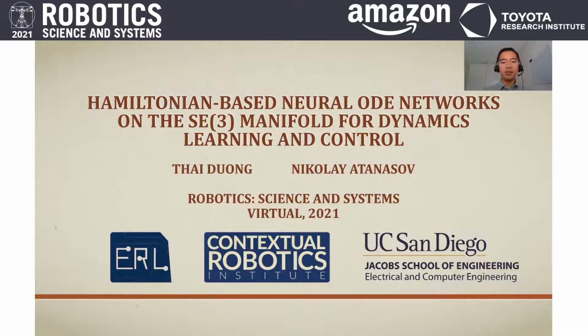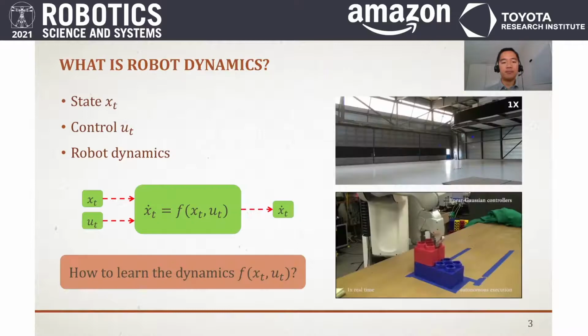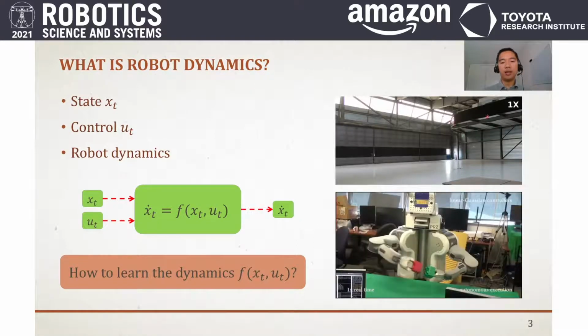I'm excited to present our work on Hamiltonian-based neural ODE networks on the SE3 manifold for dynamics learning and control. First, let's talk about dynamics learning. Accurate robot dynamics is important for motion planning and optimal control.